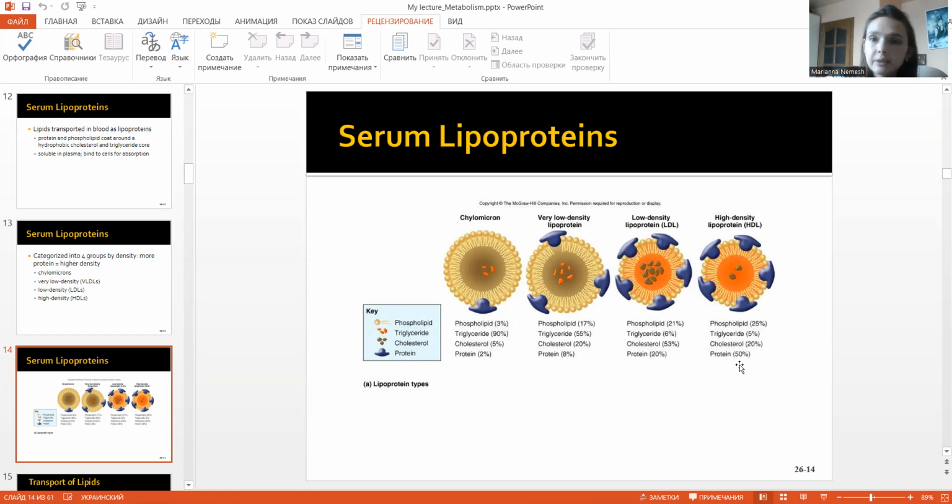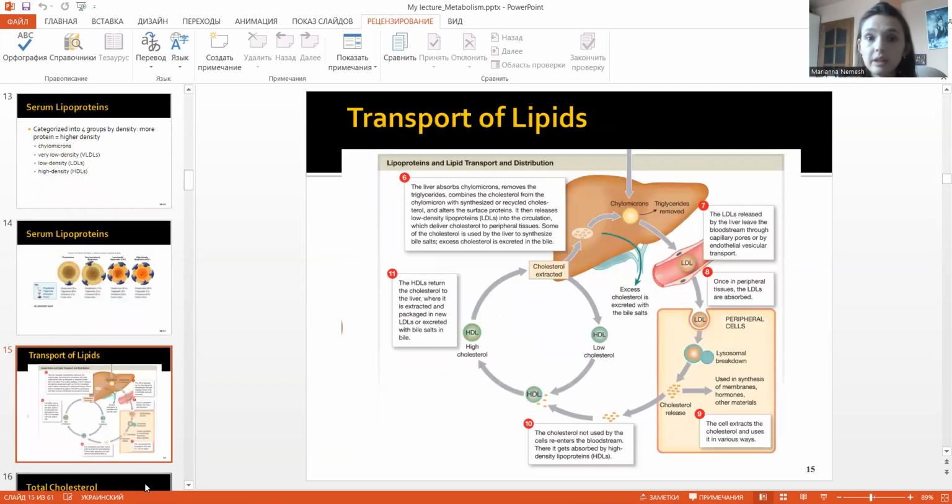Mainly, triglycerides are the main component of chylomicrons. Then their level decreases in the other types of lipoproteins. You can see about 55% in very low density lipoproteins and only about 5% in high density lipoproteins. But in high density lipoproteins we find high levels of cholesterol and phospholipids, while very low density lipoproteins have only 20% cholesterol and 17% phospholipids. So let us discuss the transport of lipids.